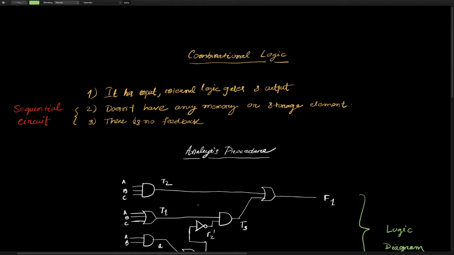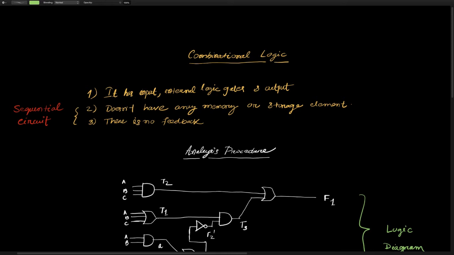Combinational logic simply has an input, internal logic gates, and an output. Up to now, whatever simple logic circuits you have studied, we can say those are simple combinational logic circuits. Now, second point: it doesn't have any kind of memory or storage element. I will give examples for that, but just keep in mind these points.